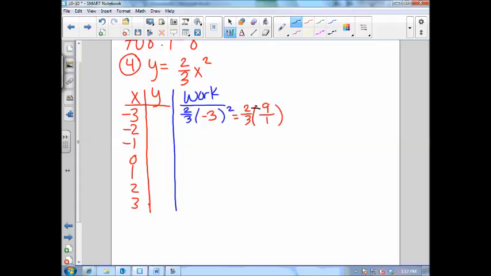So when we multiply fractions, we multiply straight across. Unlike the problem we just did at the beginning of class where we added and subtracted fractions, you don't have to have a common denominator to multiply. So 2 times 9 is 18. 3 times 1 is 3. And what does this become, Cynthia? 18 divided by 3? Sorry, I've been talking all day, my throat's dry. 6, great. So that's our first y value.